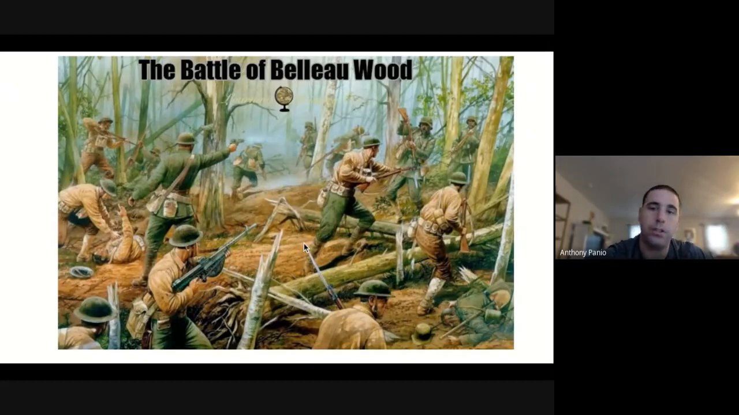What you'll notice is we spent a lot of the last 2 days looking at trench warfare. Well, you should notice here, this is not a trench warfare battle. This is just an open battle in the forest. The Germans had actually left their trenches to try and advance forward because Germany was running out of time. And this is a battle that took place in the woods, hence the name Belleau Wood.